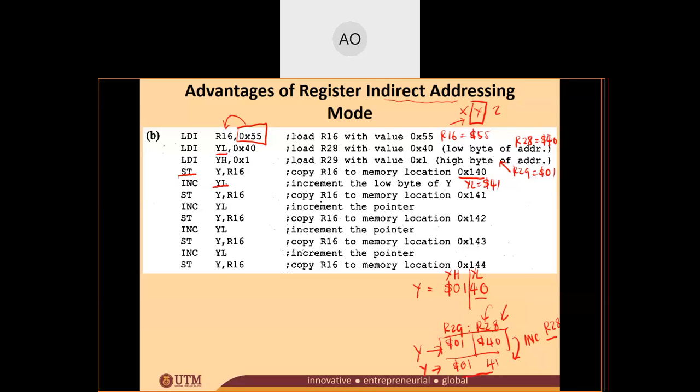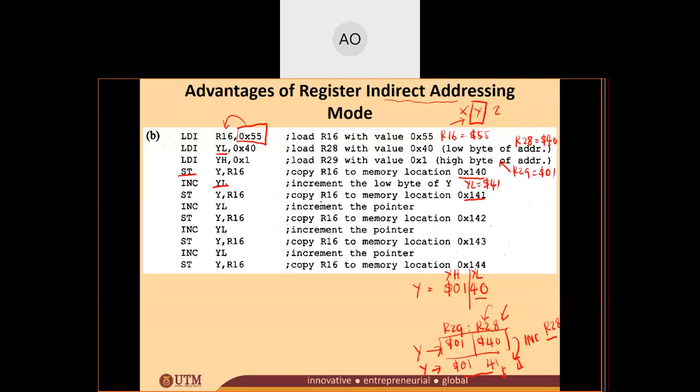So what happens is, copy the value 55 to a memory location of 141. So you need to increase again your R28 or your YL, so that it points to the new address, which is 42. Because the next address that you're going to store the data to is address 0142. So we increase again our YL. Okay, so increment the pointer register.